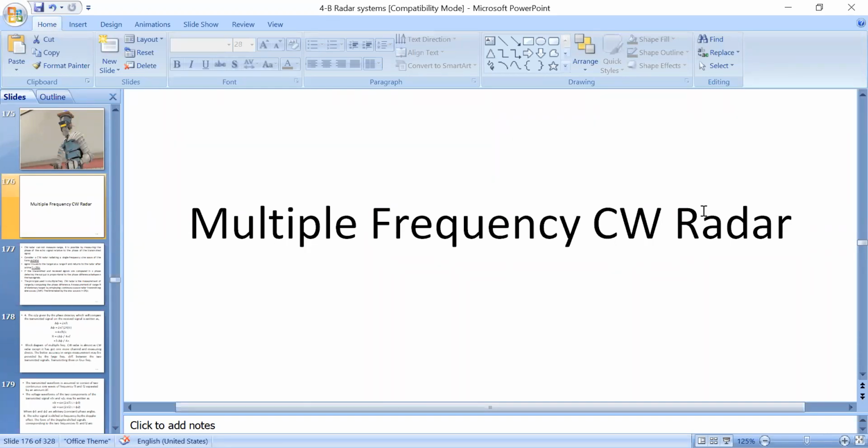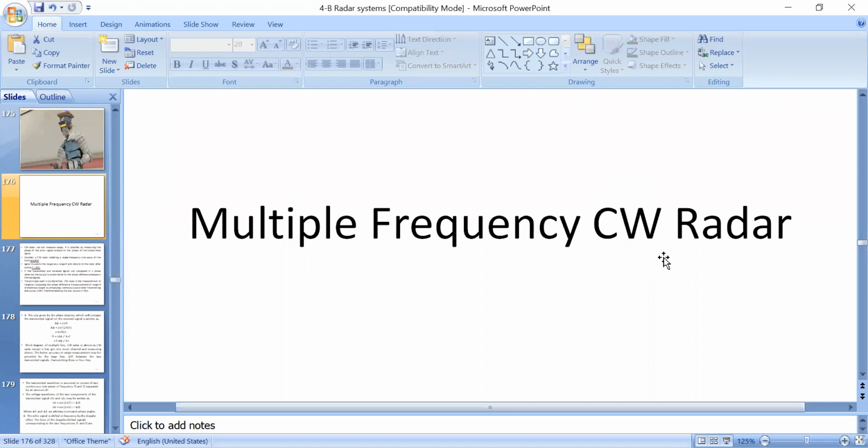In today's class, I will explain the concept called multiple frequency continuous wave radar. Throughout your second unit, you have already learned about continuous wave radar. In a continuous wave radar, we have two types. First one is continuous wave Doppler radar, also called an unmodulated continuous wave radar, and the second one is frequency modulated continuous wave radar. So first of all, we learned the design of a continuous wave Doppler radar, which is also called unmodulated continuous wave radar.